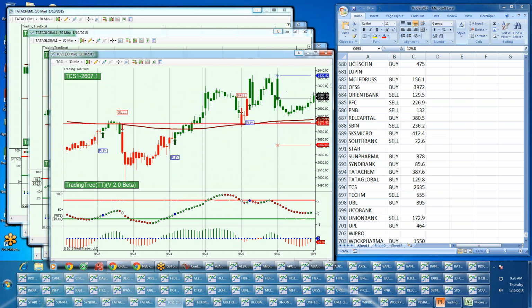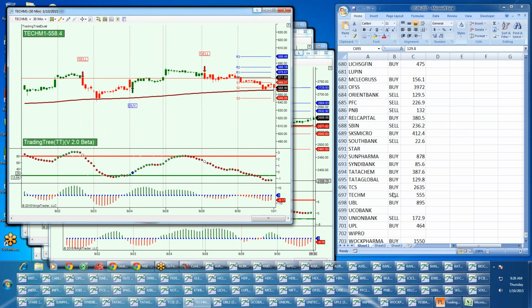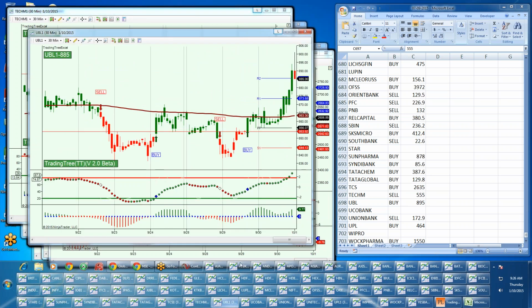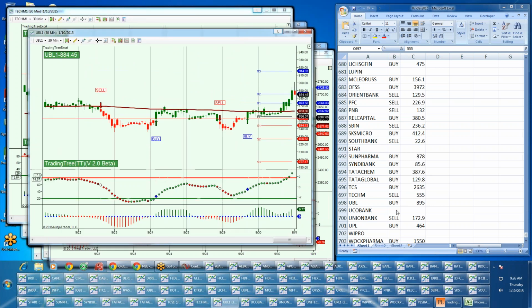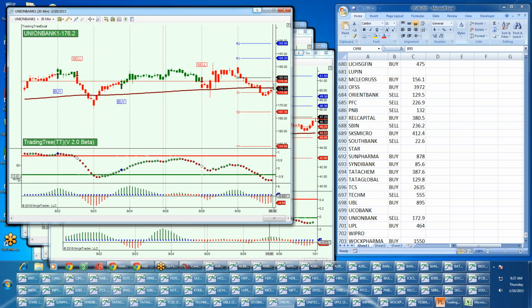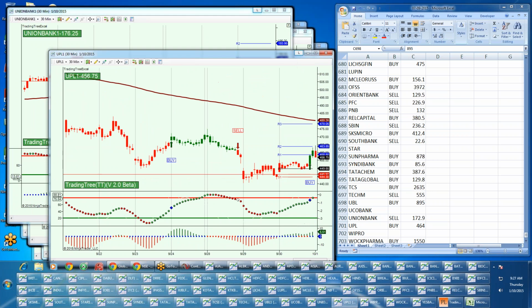Let's check TCS. So Tech Mahindra is down. You can see that the sell is at 555. It already made 545. UBL, we have a buy at 895. It's already triggered. That's UCO Bank. Union Bank. Unitech, I'm not interested in trading on that. So UPL, we have a buy at 464.